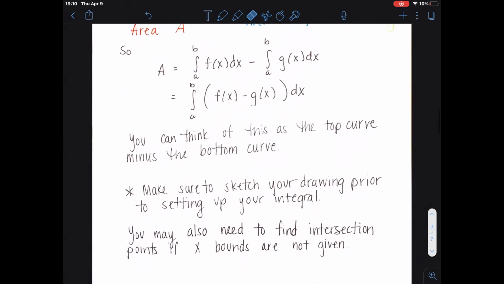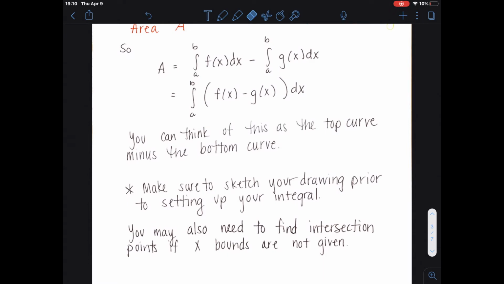Thing you have to be careful about is sometimes you're going to be given bounds, sometimes you won't. So you want to sketch that drawing to be able to clearly know what the top curve is, but you also might need to figure out where those functions intersect to get your bounds.